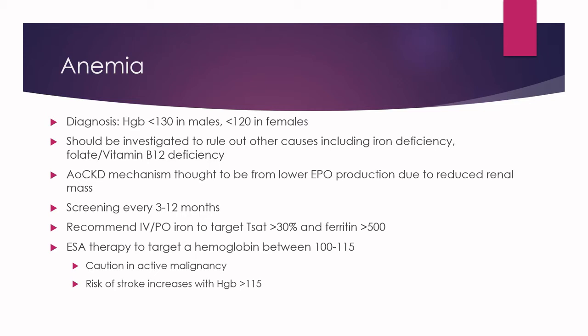Because CKD patients use their iron stores less effectively than others, it is recommended that IV or oral iron be used to target a transferrin saturation above 30% and ferritin above 500. Once patients are iron replete, erythropoietin stimulating agents, or ESAs, are used to target a hemoglobin between 100 to 115. ESAs need to be used cautiously in patients who have an active malignancy. And the reason why we don't target normal hemoglobins is that studies show an increased risk of stroke once ESAs are used to target a hemoglobin above 115.